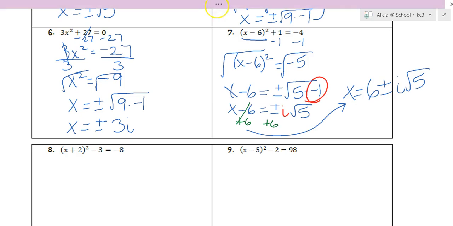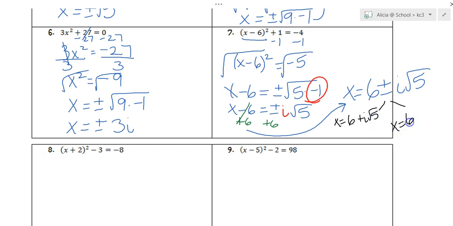For you to kind of remember, where do we see those two answers? That comes from this plus or minus sign. So what my answers then are going to be are x equals a positive 6 plus i times the square root of 5. And the other solution is going to be x equals 6 minus i square root of 5. So again, that plus minus sign does not change the 6. It changes that i. Either you're adding it or you're subtracting it. So that's where you see those two solutions.